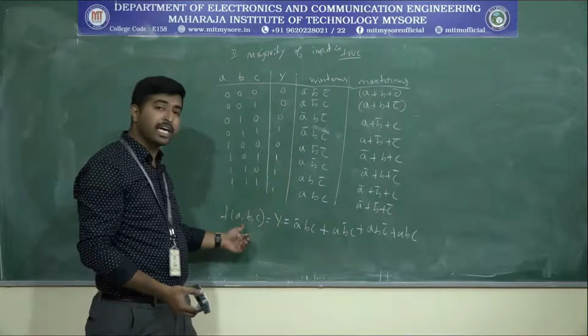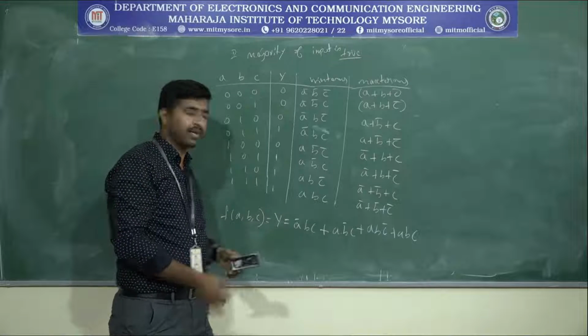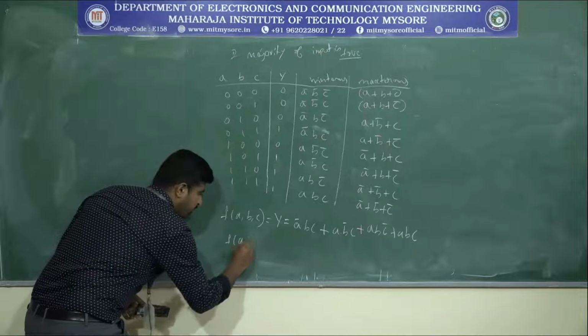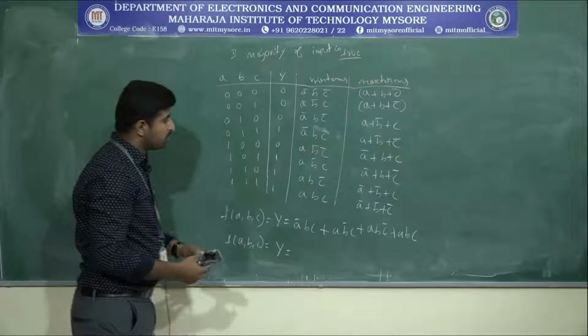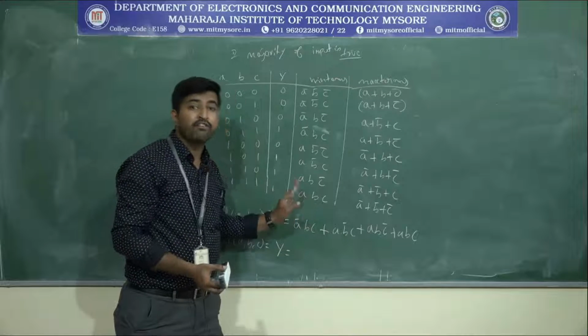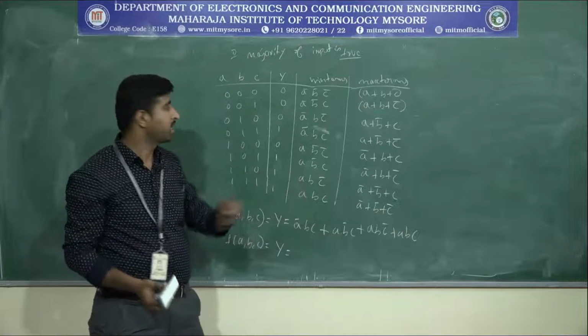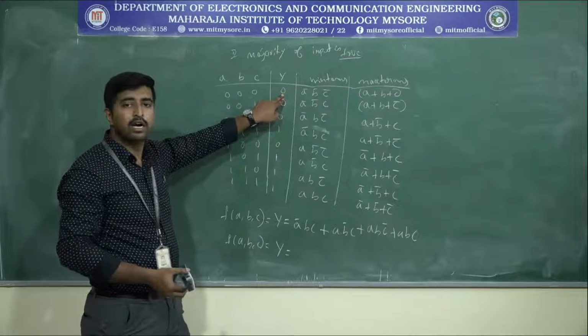Similarly, let's write the canonical max term expression. So f of a comma b comma c is equal to y. When we are writing the max term expression, we need to look for the logic 0, keep in mind. So we need to write the output expression.